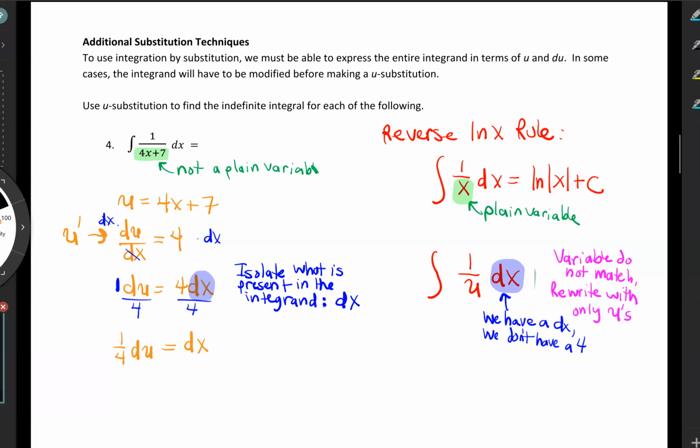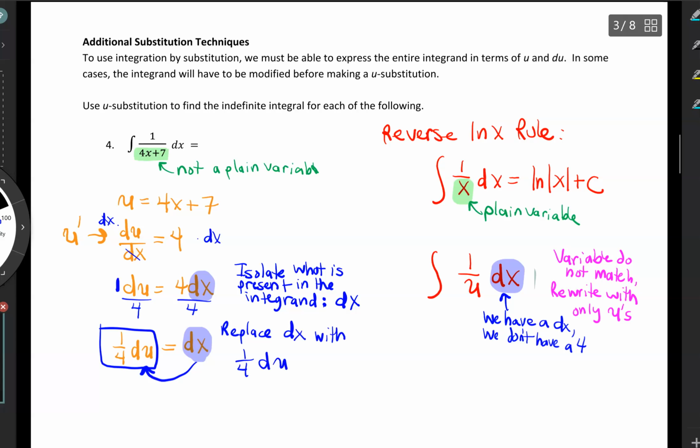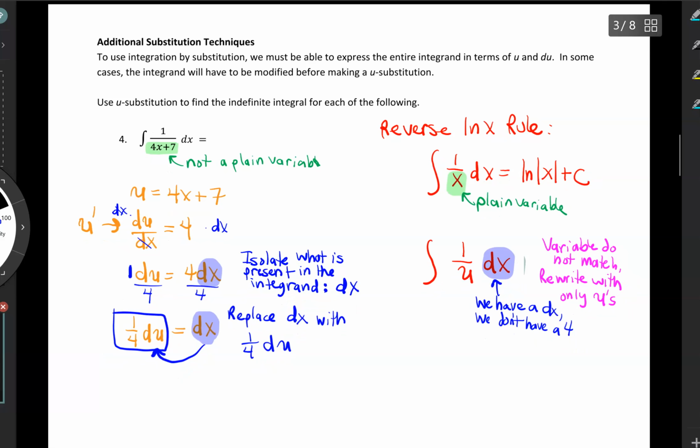Okay. So what is going on here? This dx is equivalent to a 1/4 du. So we can replace dx with a 1/4 du. Okay, let's do that. We can do that. We can replace stuff.